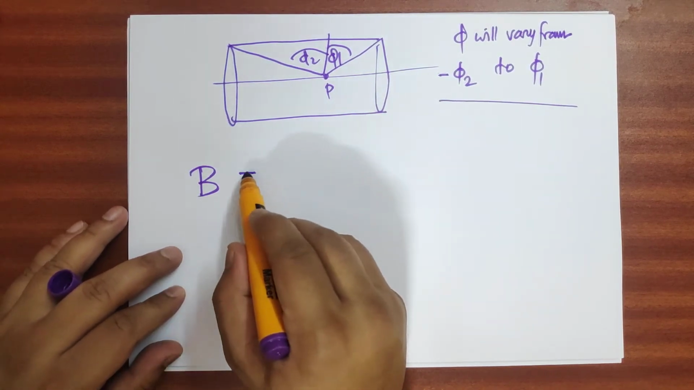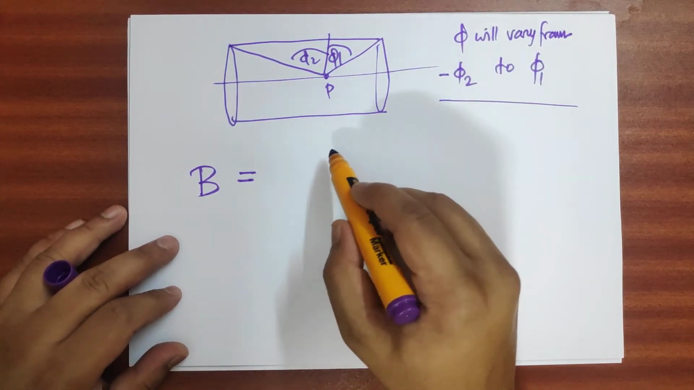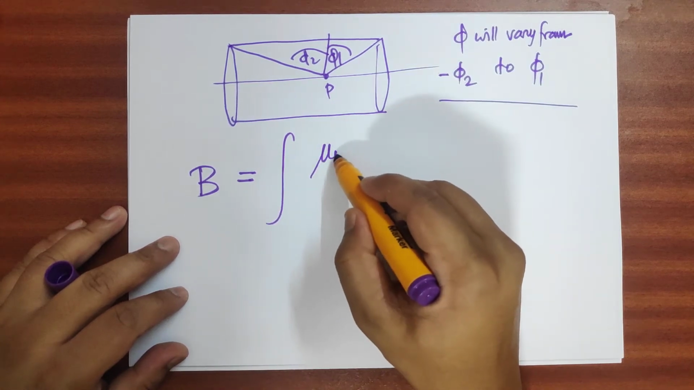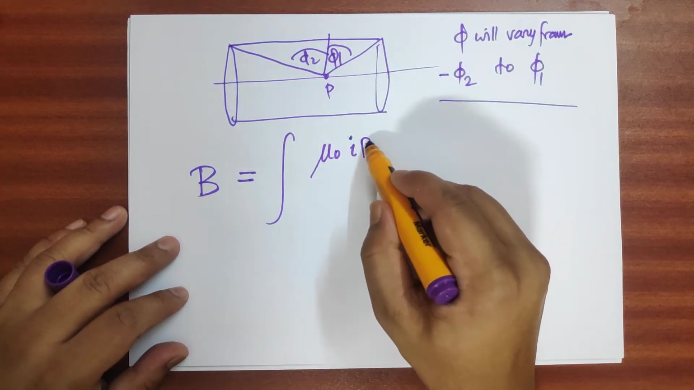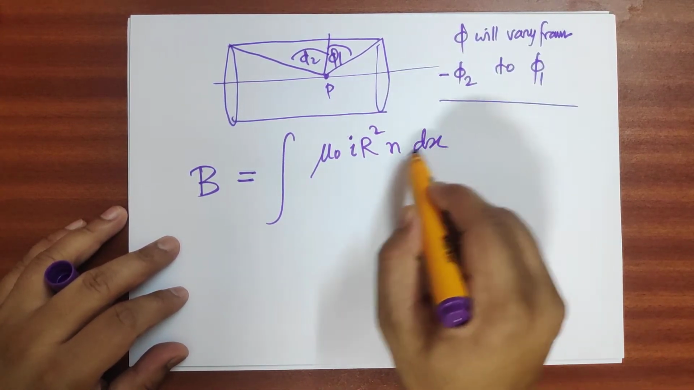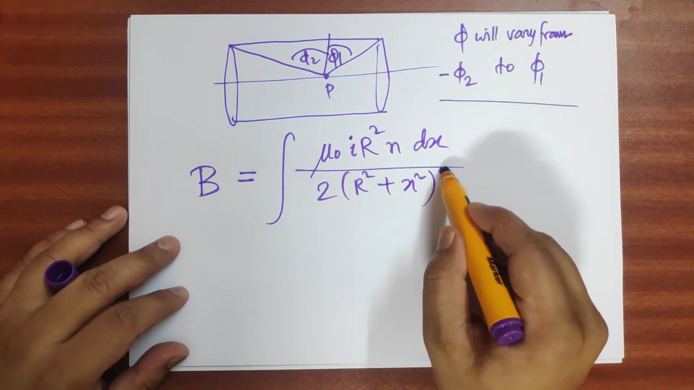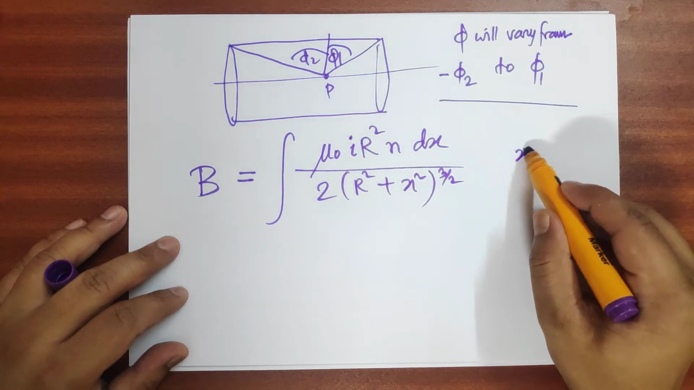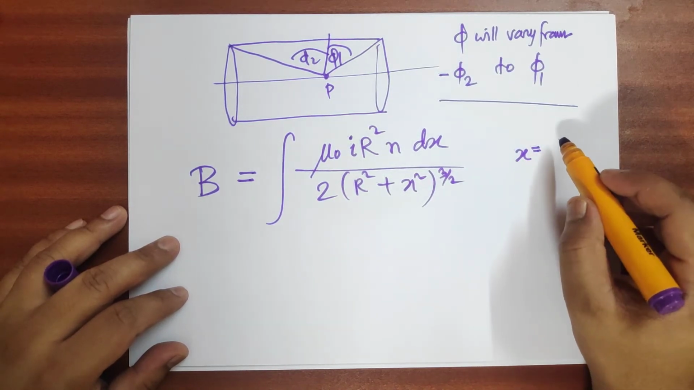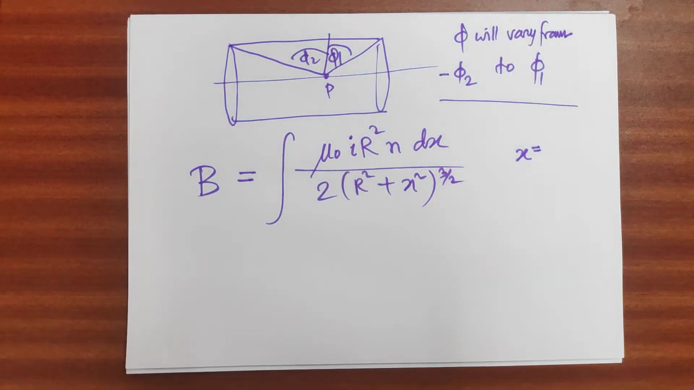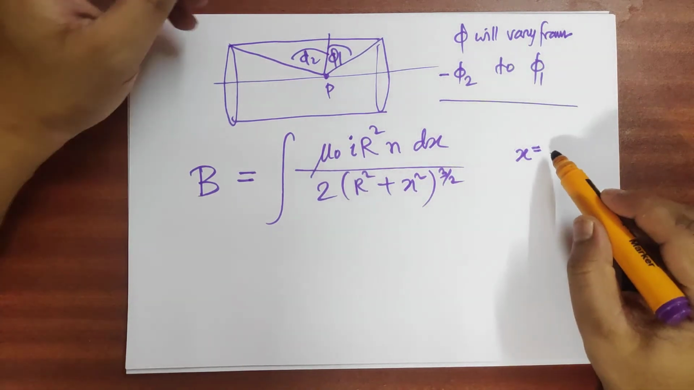Okay, so let's find the field. So it's the integral of mu naught I r square n times dx divided by 2 r square plus x square to the power 3 by 2. Now we know that, from the diagram, x is equal to r times tan phi.